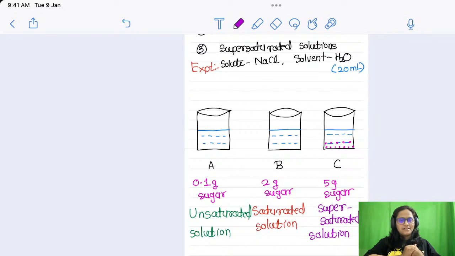In tomorrow's session, we are going to discuss the suspensions and colloidal solutions.